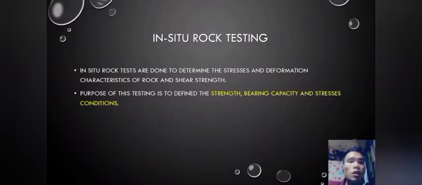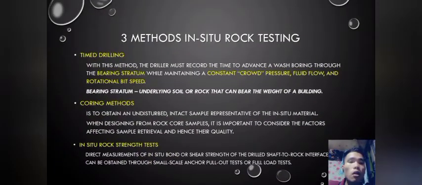So in situ rock testing, there are three methods. First is time drilling. With this method, the driller must record the time to advance a wash boring through the bearing stratum while maintaining a constant crowd pressure, fluid flow, and rotational bit speed. Bearing stratum is underlying soil or rock that can bear the weight of a building.